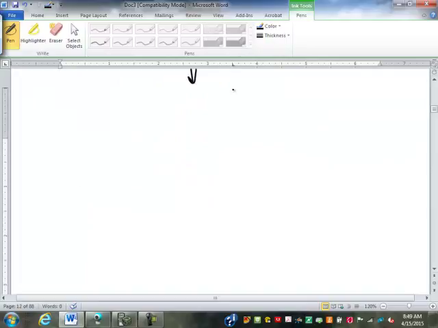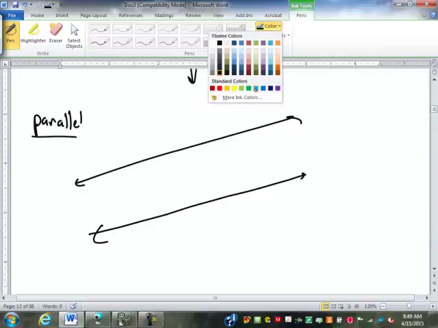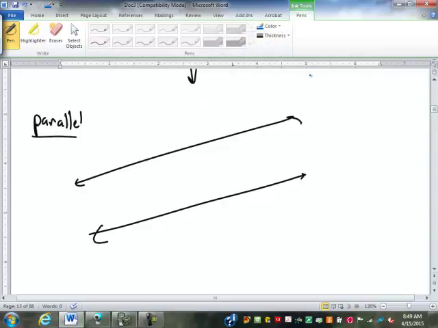Next relationship we have looks like this. What's that relationship there? Parallel. What's the definition of parallel? Well, a lot of people have been told the definition, parallel lines never do what? Never cross, never intersect. Which, again, in two dimensions on a sheet of paper, that's adequate.